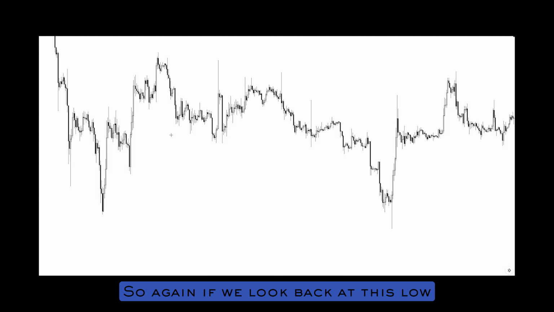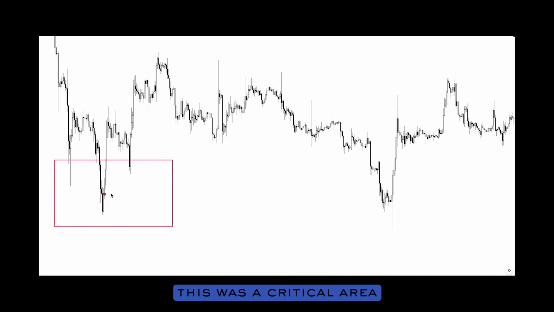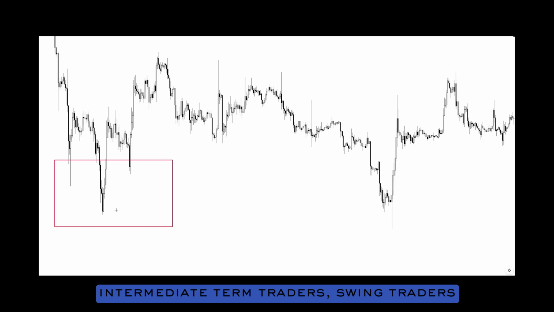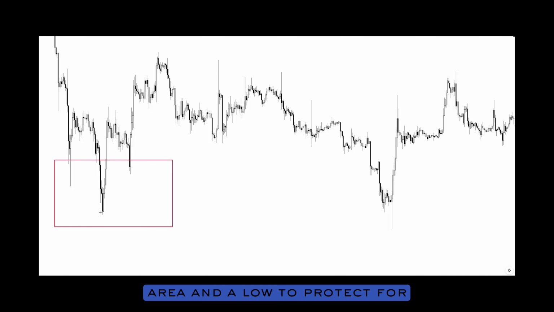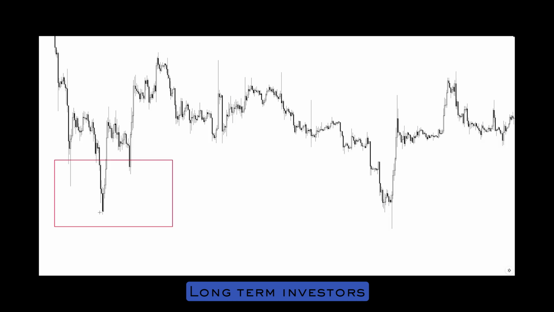So again, if we look back at this low in Bitcoin, this area right here, this was a critical area for not only short-term traders or intermediate term traders, swing traders. This was an important area and a low to protect for position traders, long-term investors. There's a lot of interest in this area holding. Because of that, there's a lot of eyes on this.